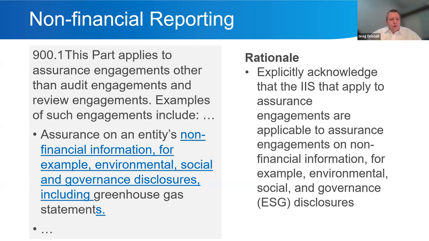And if you think of 900.1, there are examples of when that Part 4B applies. We wanted to add the clarification that Part 4B applies to assurance engagements on an entity's non-financial information with the specific example of environmental, social, and governance disclosures, including greenhouse gas statements, essentially setting the marker for the application of Part 4B to assurance engagements other than audits and reviews related to ESG information. And again, there are other changes to Part 4B in the technology ED that are largely changes that align with the parallel changes that we've discussed in Part 4A.